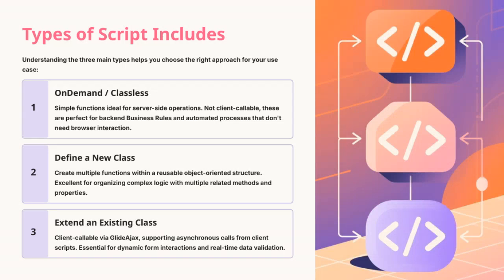Let's take a closer look at the three main types of script includes and how they fit into your development process. First, we have the client callable type, which is supported via Glide Ajax. This allows you to make asynchronous calls from your client scripts, meaning your users can interact with the form without any delays or page reloads. It's essential for creating dynamic form interactions and for real-time data validation, making the user experience much smoother.